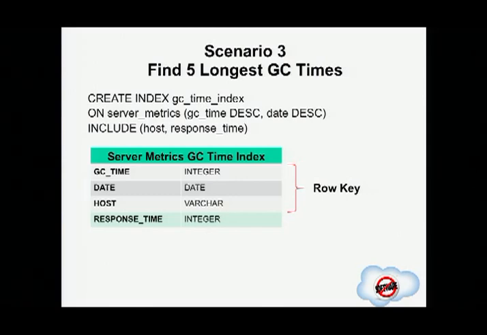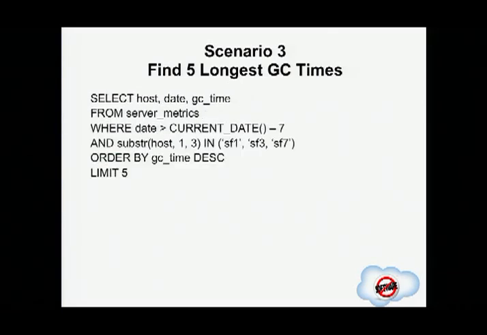We'll include the host in the row key because we want a one-to-one correspondence between an index row and a data row to ensure uniqueness. And then anything else that's included as a covered column will be included as a key value.